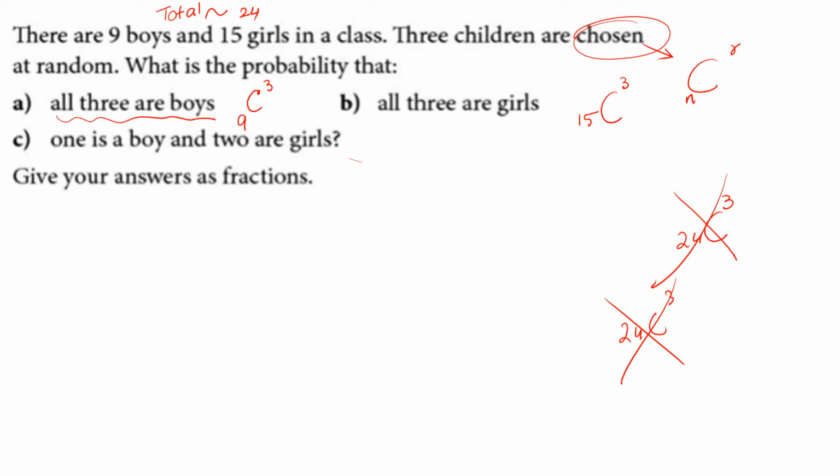Now 1 is a boy and 2 are girls. So 1 is a boy, which means out of 9 boys you have to select the 1 boy, and multiplying, 2 are girls, which means that out of the 15 girls there must be 2 girls. So this is the answer. You just write it down in the calculator or calculate them and write your answer in the comment box.